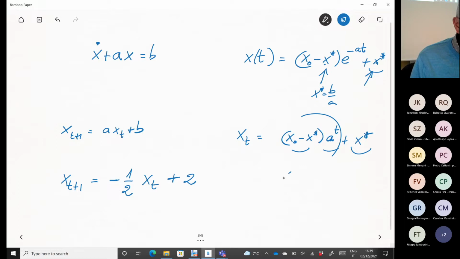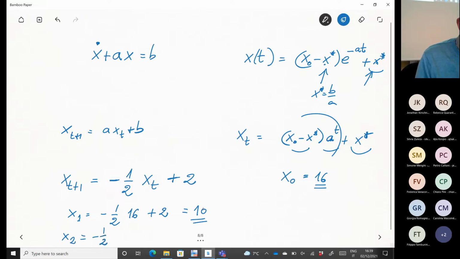So let me start with x0 equal to, for instance, 16. x1 will be equal to minus 1/2 times 16 plus 2. Okay? So minus 1/2 times 16 is equal to minus 8. Minus 8 plus 2 is equal to minus 6. So x1 is equal to 10. X0 is equal to 16. Now see what happens. X2 will be equal to minus 1/2 times what? Times 10 times x1 plus 2.